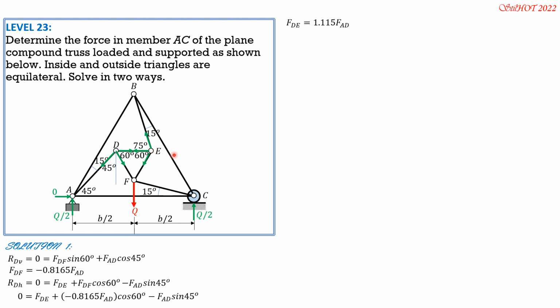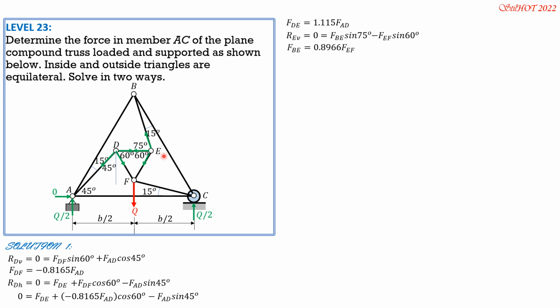And that is FBE. So first, RE vertical, vertical component of resultant, that is 0. So we have FBE sine of 75, then minus FEF sine of 60. Then from there, FBE can be expressed in terms of FEF. It is sine 60 over sine 75, positive. FBE is 0.8966 of FEF.